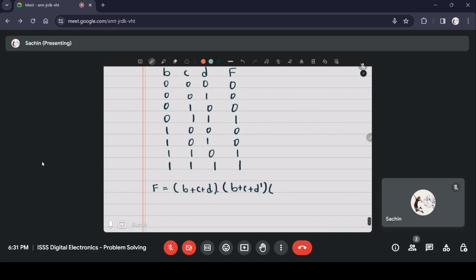Once you know the procedure, you can simply fill out the other terms, B plus C prime plus D, and these two terms, B prime plus C plus D and B prime plus C plus D prime. That's the product of max terms expression for this particular function.